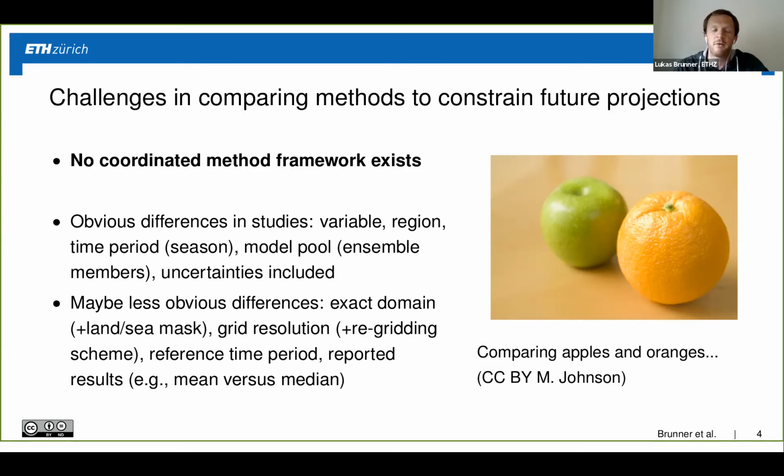Similarly, if you have horizontally resolved results, the grid resolution might differ. Also, even if two studies look at end-of-century changes, the reference period might differ, and again hinder a direct comparison. And finally, the reported results in the literature might change. One study might report a mean value, another one might report a median value, so these would not be directly comparable.